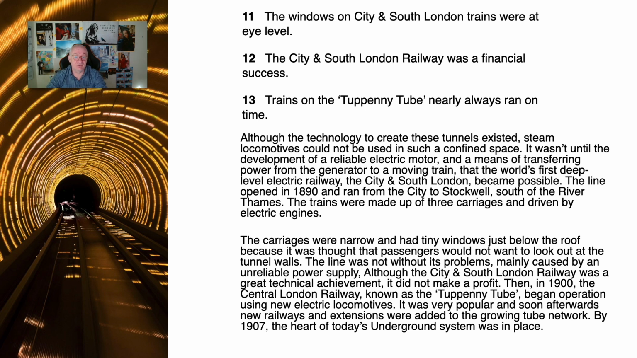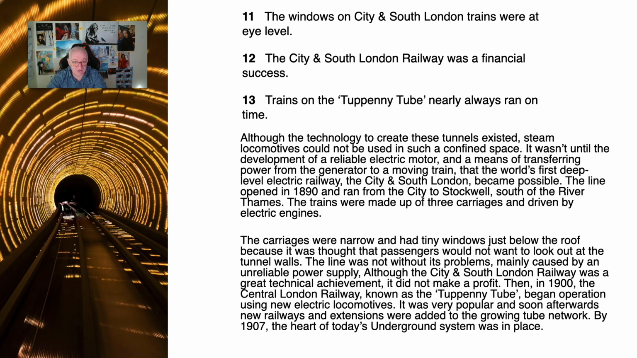The next question says that the City and London Railway was a financial success. So I'm looking for anything to do with financial success. Now, we can look at this text for the rest of the day and we'll find nothing about that. But we can see the word profit. If we look at that in full, it says, although the City and South London Railway was a great technical achievement, it did not make a profit. Therefore, the answer to the question, was it a financial success, was no. And our answer would be false.